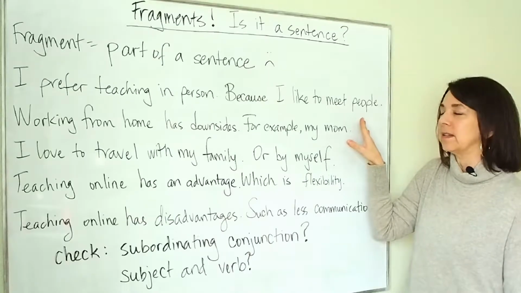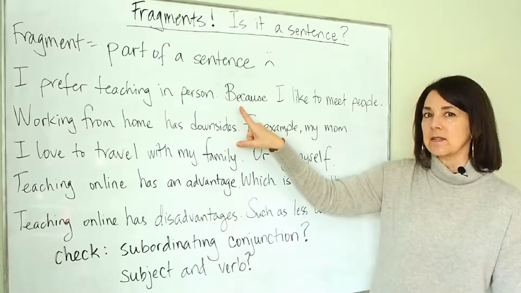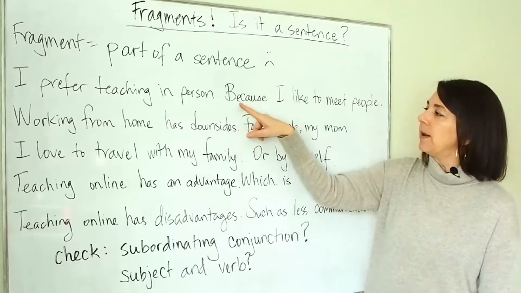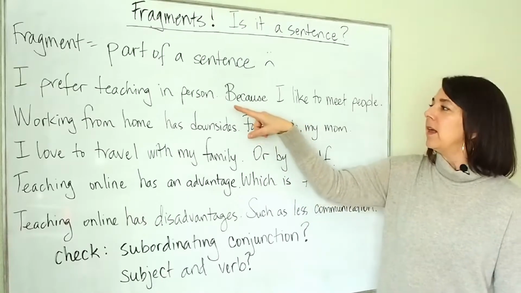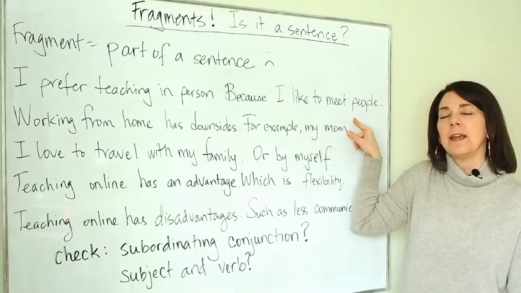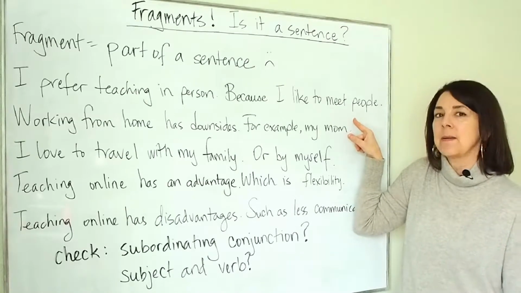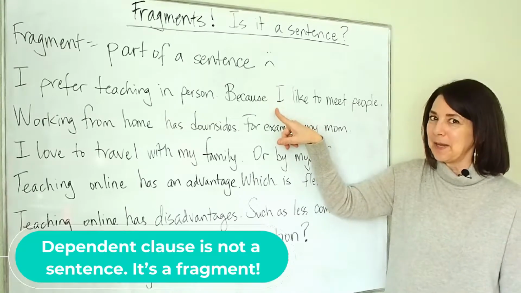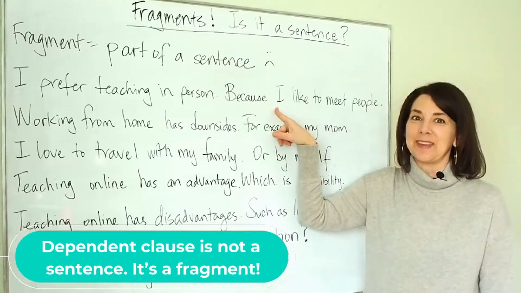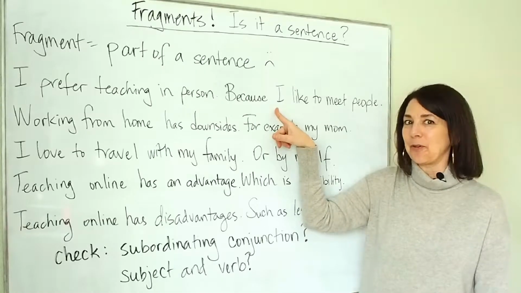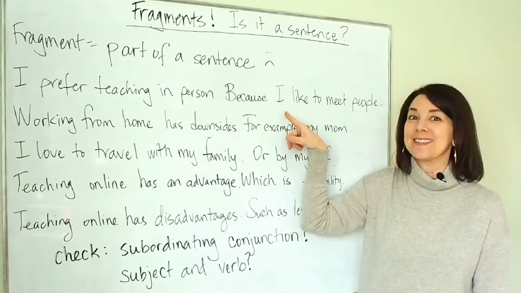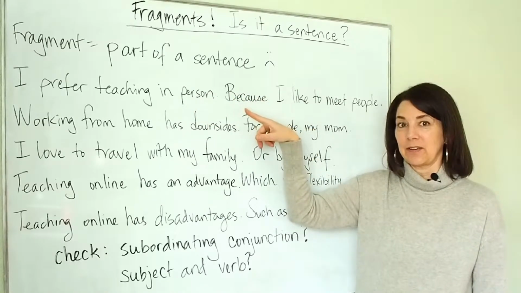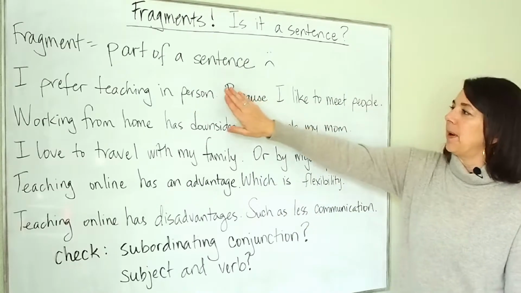The reason for this is that in this sentence, we have the subordinating conjunction because. And when we have this conjunction, this turns into a dependent clause. And if you remember from my last video, a dependent clause is like a baby. It needs something. So a baby needs its mother or father. A dependent clause needs the independent clause. They go together.